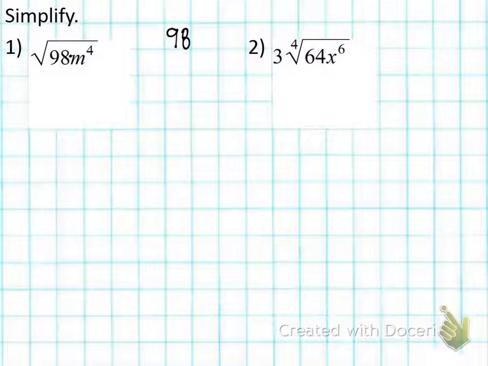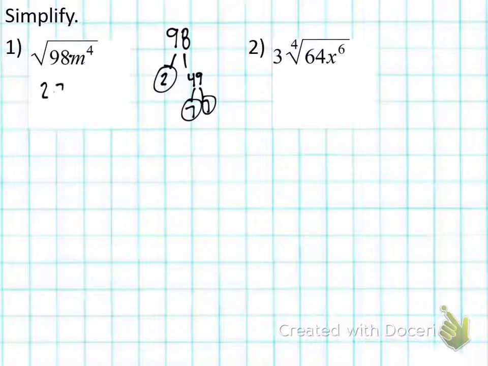98 is even, so I'm going to factor out a 2 times 49. And I know 49 is a perfect square, 7 times 7. So when I factor out 98, I know it's going to be 2 times 7 times 7. And then m to the 4th is going to be m times m times m times m, okay? So that's the way we've learned how to do it so far. Put the square root sign over the whole thing.